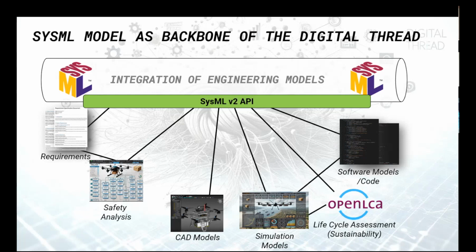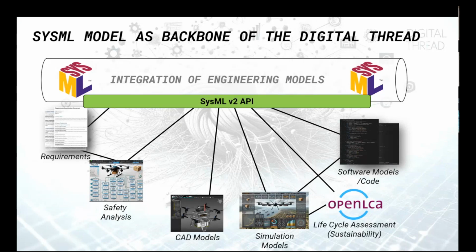SysML v2 supports two concrete bindings, so implementations of the API, which is part of the standard. One is REST, if you're familiar with this. So you have a URL for each model element, and you can access it by the URL. And the other one is OSLC. But you can also have other implementations of the API.